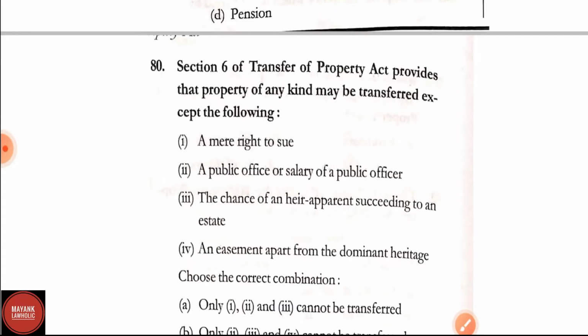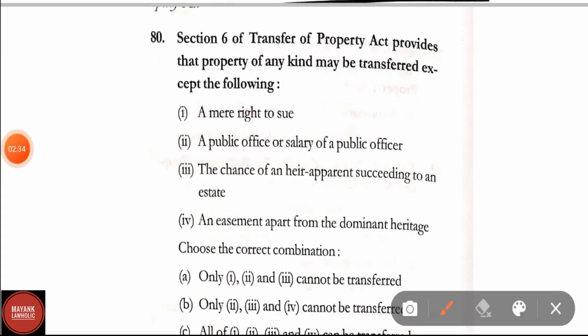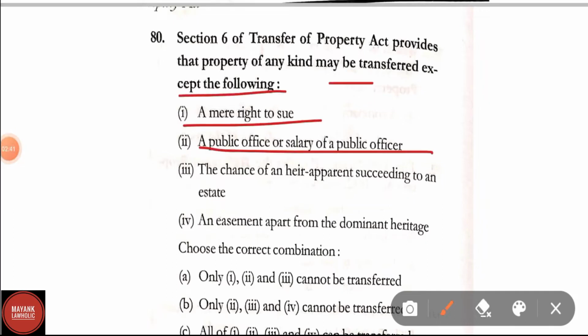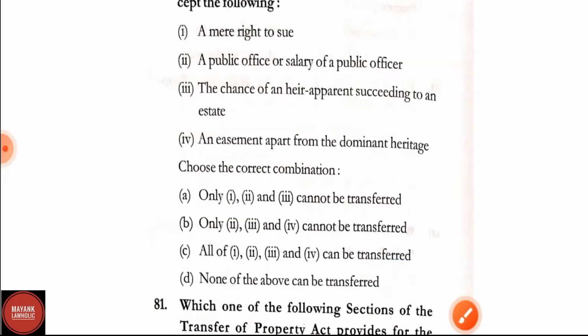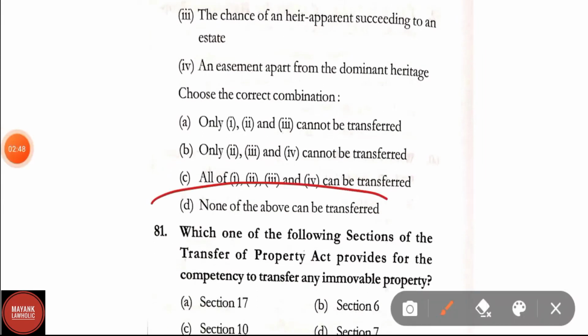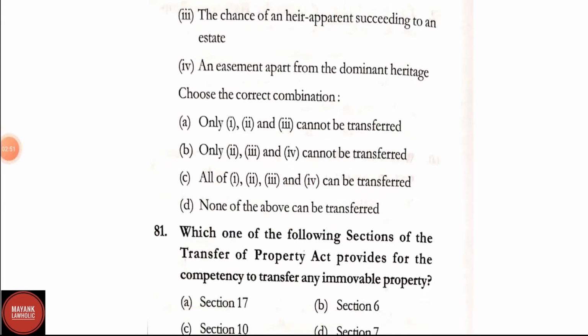Question number 80. Section 6 of the TPA provides the property of any kind may be transferred except the following: a mere right to sue, a public officer, a salary of a public officer, the chance of an heir apparent succeeding to an estate, an easement apart from the dominant heritage. Here none of the above can be transferred. So option D is the right answer.